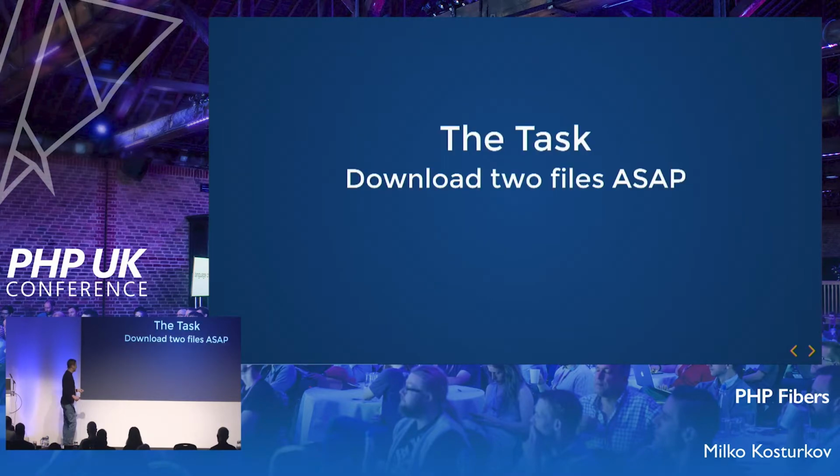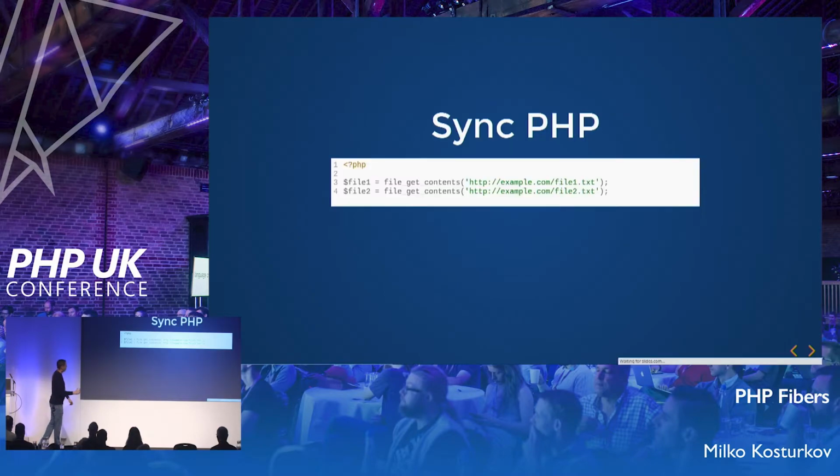So we need a task. The task that I came up with is we're going to need to download 2 files as fast as possible. The usual way that we do it synchronously with PHP, and easiest, is we just call file_get_contents, we pass in a URL, and we get the file. And then for the second file, we do the same thing, file_get_contents. That's super easy, plain and simple to understand. The problem is that this wastes a lot of time, and this is not really optimal. Why is this not optimal?